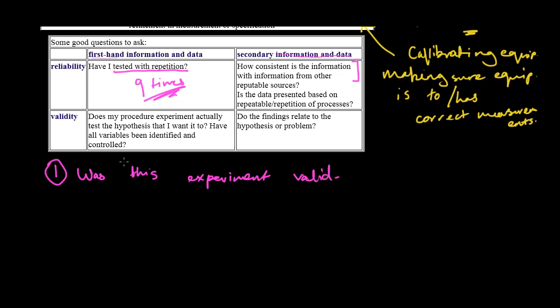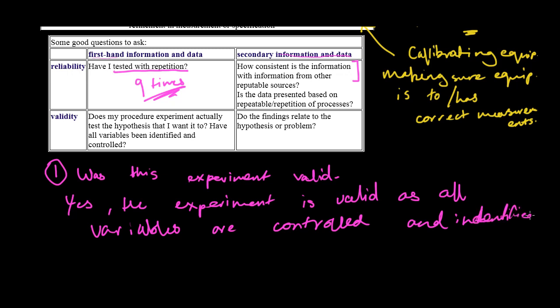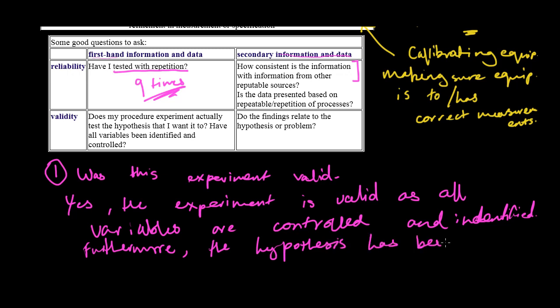valid? Now what I would actually write, and this is just me, I would write that yes, the experiment was valid. If it was an experiment which was valid, the experiment is valid as all variables are controlled and identified. Furthermore, the hypothesis has been tested. So that's basically all I would write if I got the question, was this experiment valid?